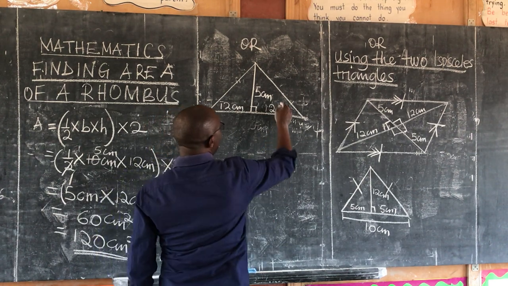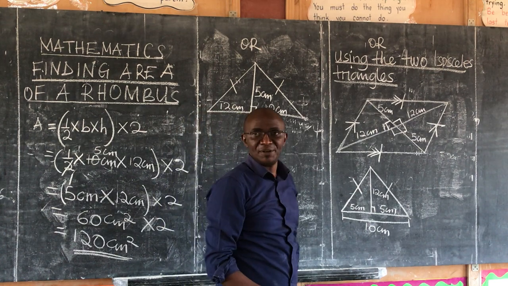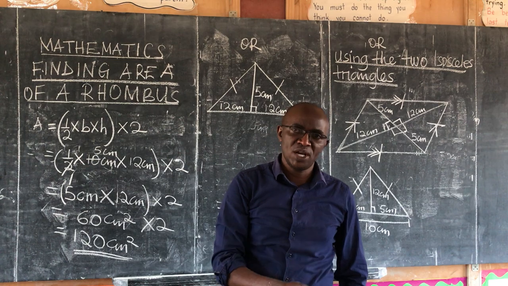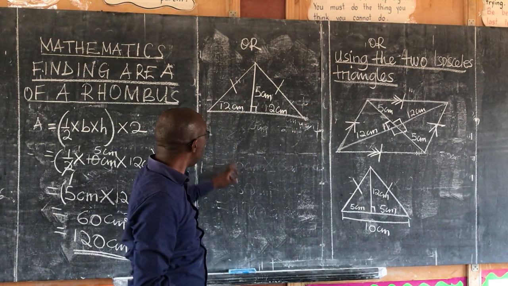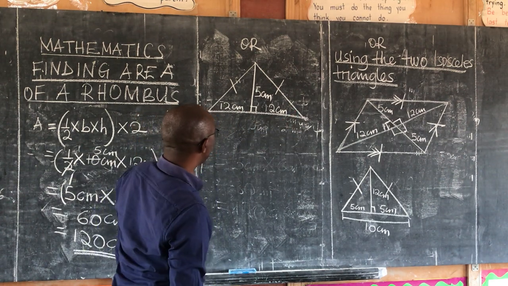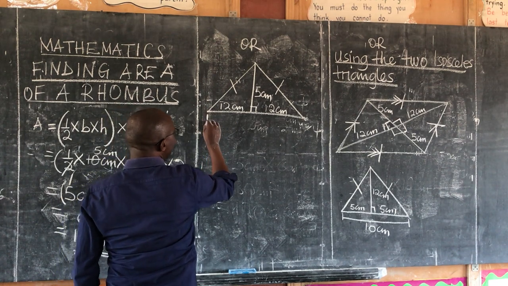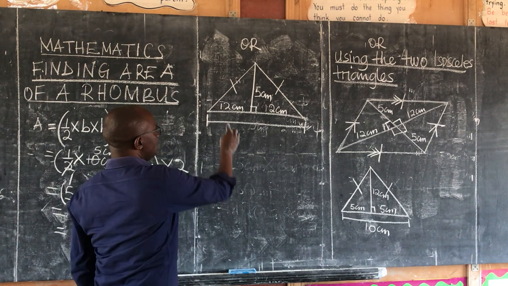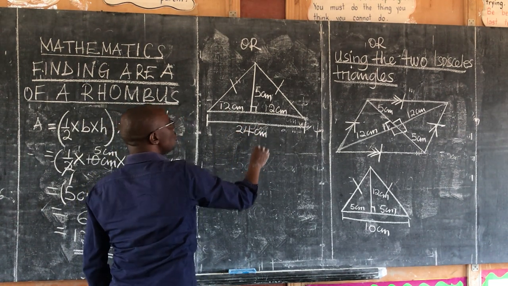Remember, opposite sides are equal. This triangle is isosceles. Are we together? Two opposite sides of an isosceles triangle are equal, and its base angles are also equal. The base angles are the ones here. So now, that means the base is running from this point to this point. And that is 12 plus 12 is 24. That means the base is 24 centimeters.